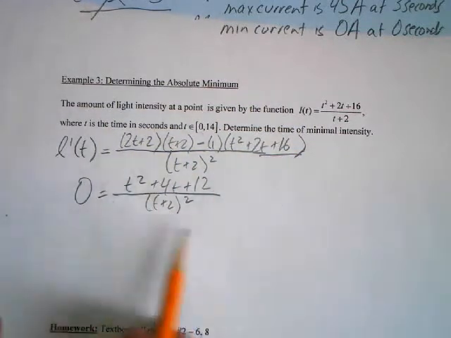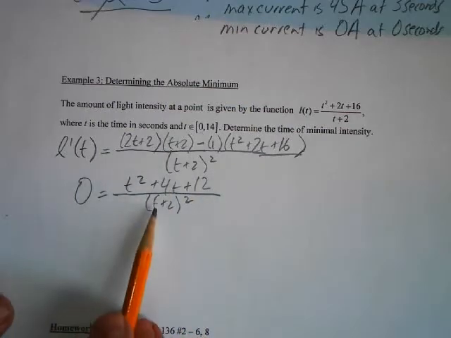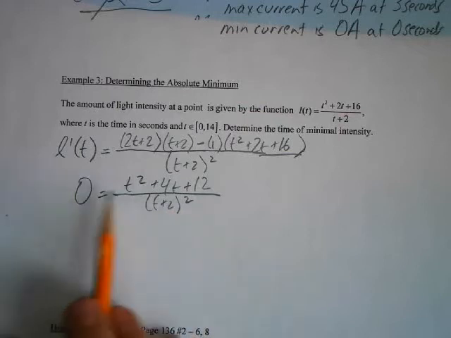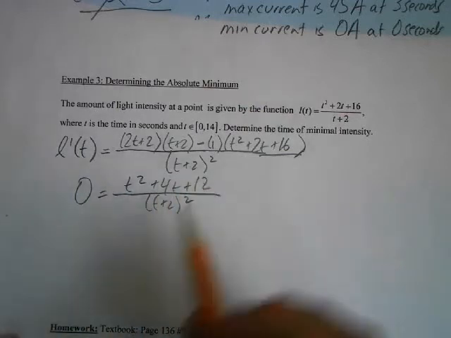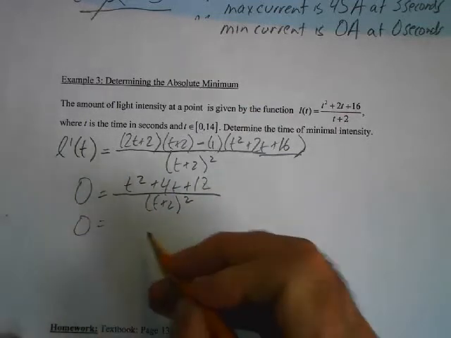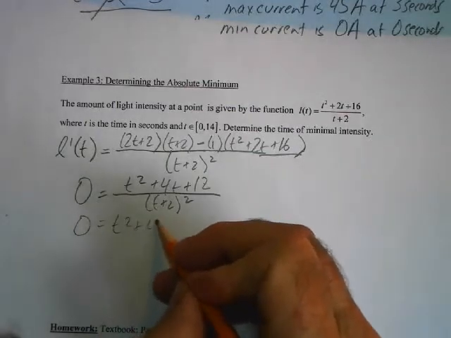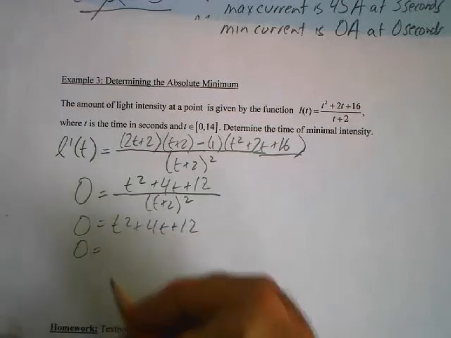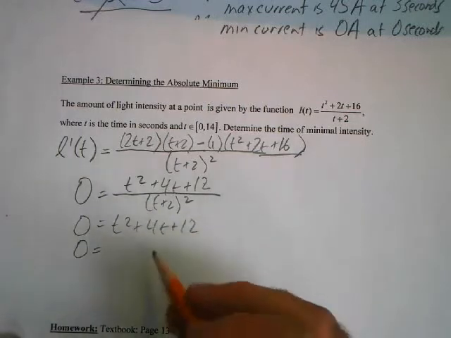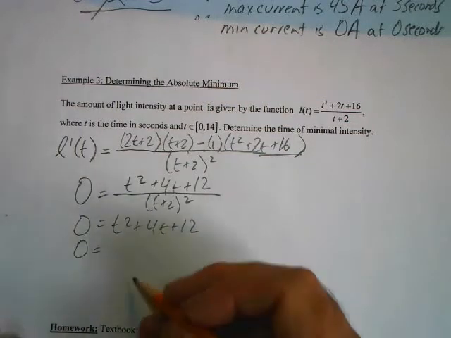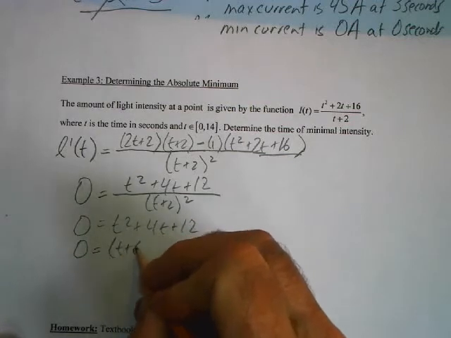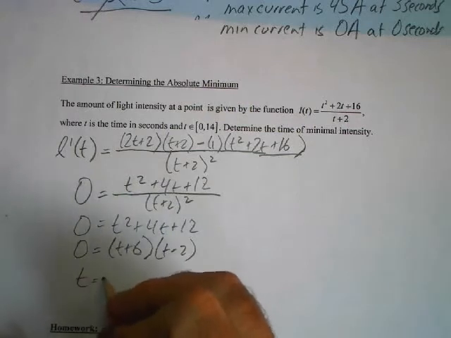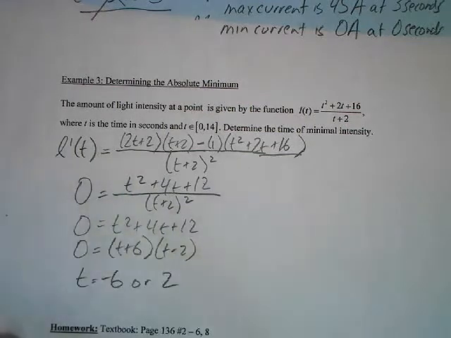Again, this is why I'm saying quotient rule is better, because we have to combine it into one term to solve for 0, because basically this means that the numerator has to be 0. T squared plus 4t plus 12. Factor that. Factors nicely. If it didn't factor nicely, of course you'd use quadratic formula. We get t plus 6, t minus 2. So therefore t is equal to negative 6 or 2.